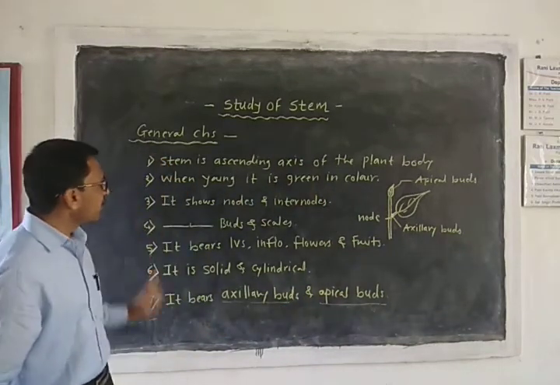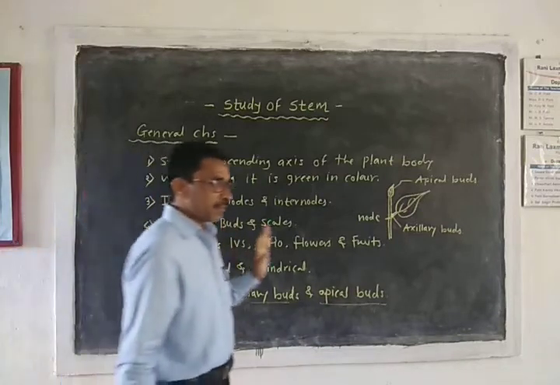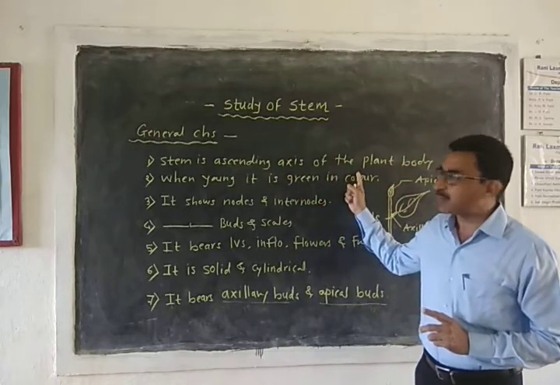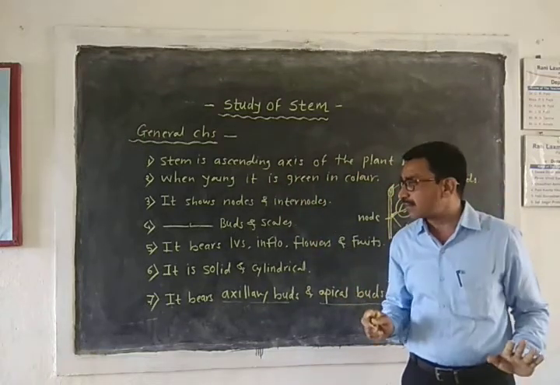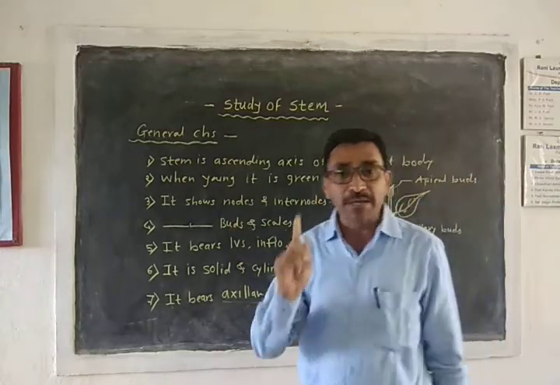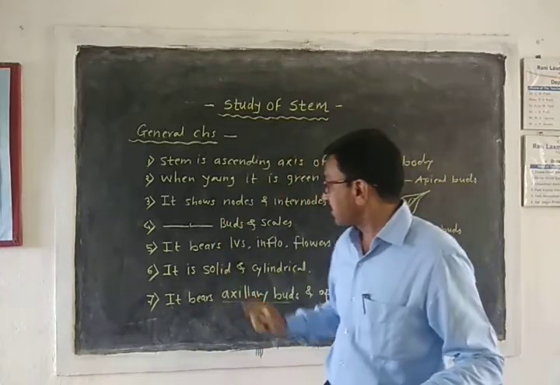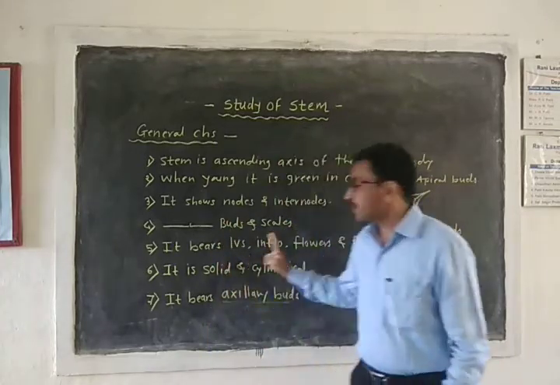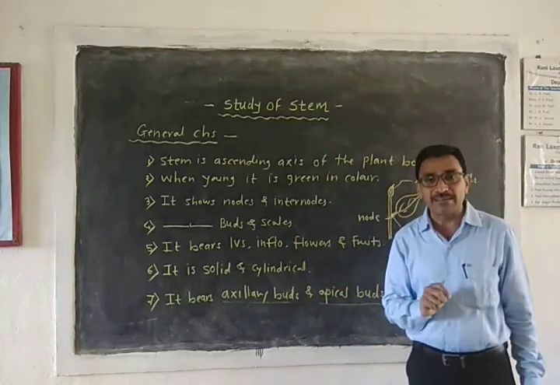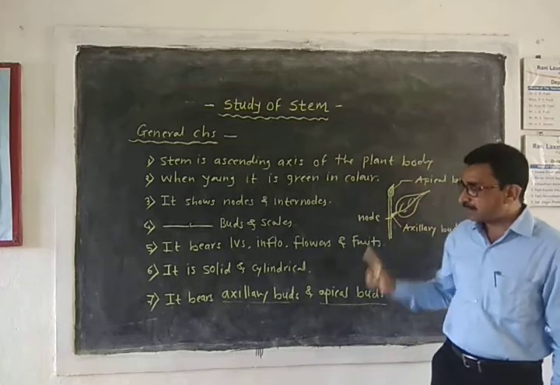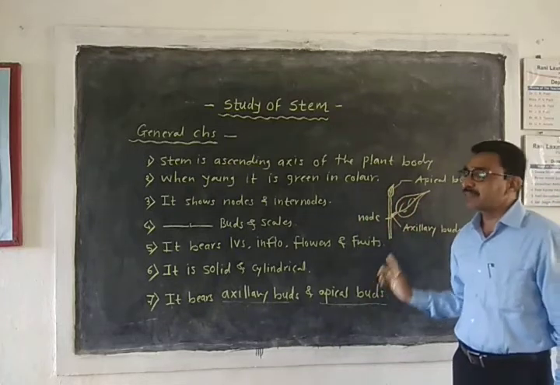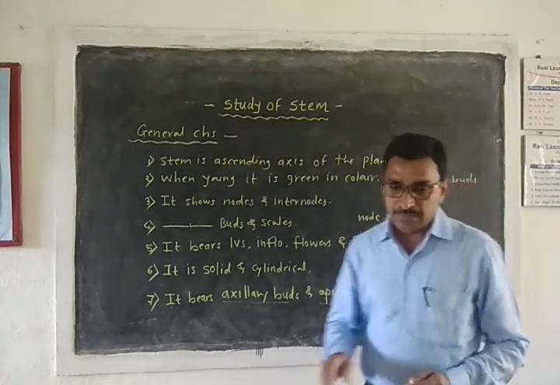This is all about the general characters of stem. There are 7 general characters. First, the stem is the ascending axis of the plant body. Second, when it is young, it is green in color. On the stem, there are nodes and internodes. On the stem, there are also buds and scales. The stem bears leaves, inflorescence, flowers and fruits. The stem is solid and cylindrical. And the last character is that it bears axillary buds and apical buds. This is all about the general characters of stem.